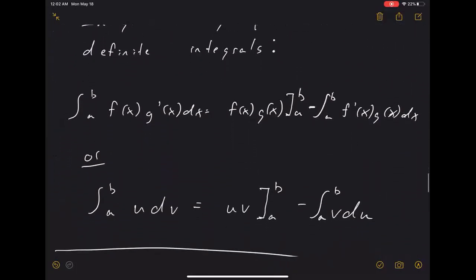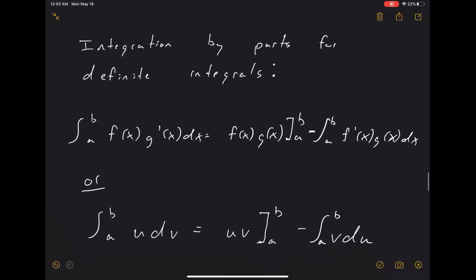Okay, so everything we've done so far has been for indefinite integrals, right? We didn't have bounds in our integral. We have integration by parts for definite integrals as well. So if my original integral has bounds, we're doing a definite integral from a to b. It's the same process, but now this part here, f of x times g of x, which is the same as my u times v, that's an antiderivative, and I need to evaluate that. I need to plug in those bounds a to b. And then I'm subtracting my integral from a to b of f prime of x dx.